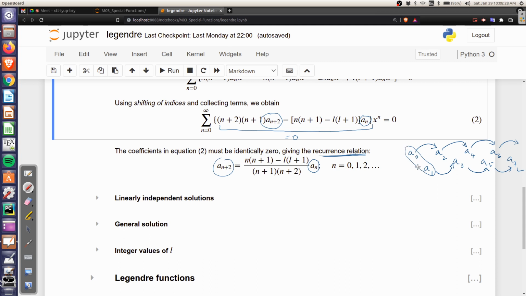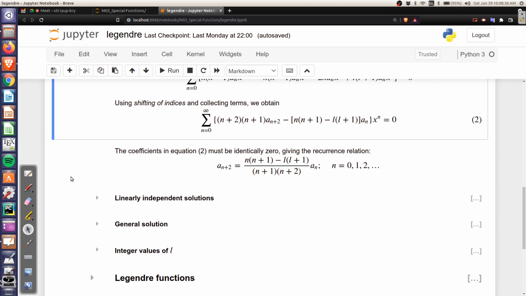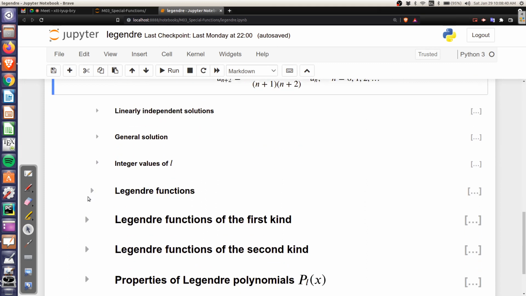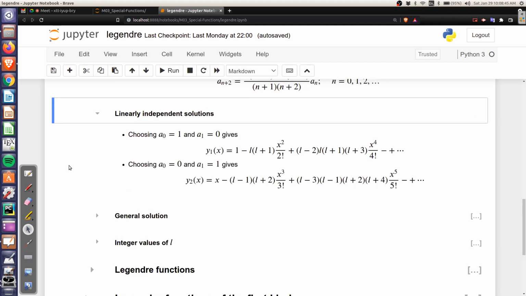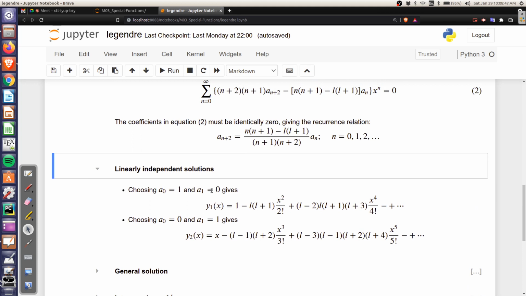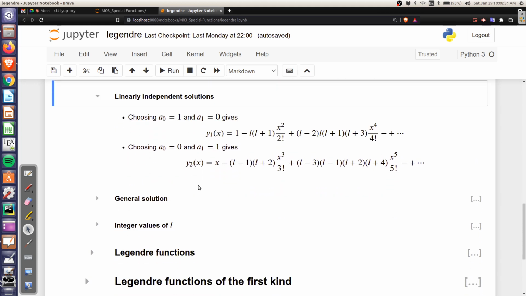So this a0 and a1, the choice of that is what is going to give us the set of Legendre polynomials that we are interested in. So this is basically your recurrence relation. The moment you get this recurrence relation, we are now able to obtain linearly independent solutions. Like I said, you need to know a0 and a1 at least. But a0 and a1 are arbitrary, so it's up to you how you want to choose them. Let us say for simplicity I choose a0 to be 1 and a1 to be 0.